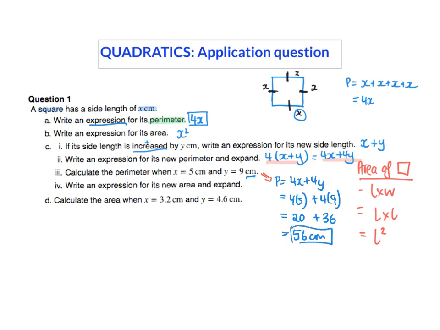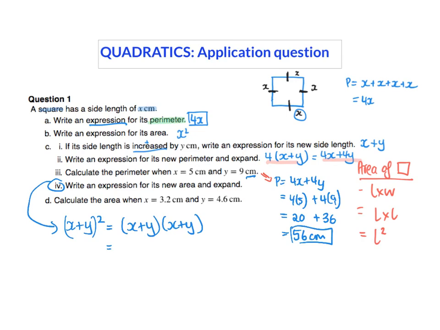Then it says write an expression for the new expanded area. Well, we said it was X squared, but now we've got X plus Y. That's the length. So it'd be x plus y squared. Now remember, that means x plus y times x plus y. That's another way to write that. Now, you could leave it like that, but remember we've done expansion patterns, haven't we? Yeah, I'm pretty sure we have.